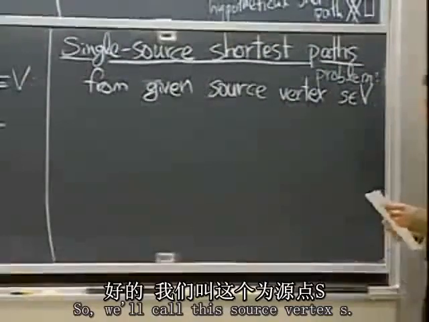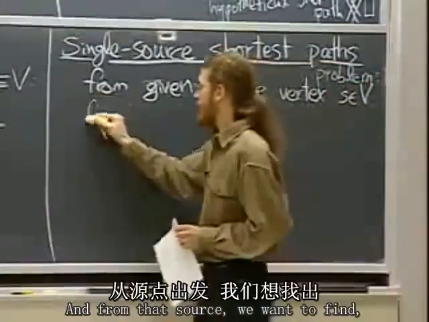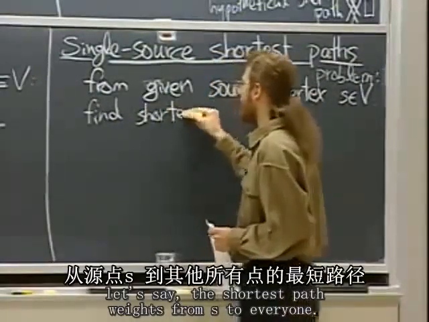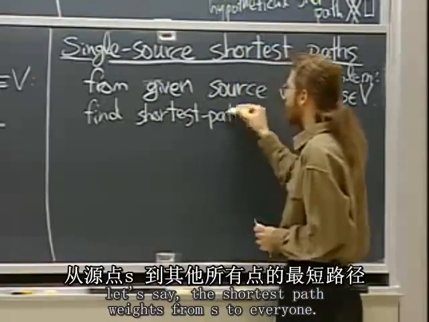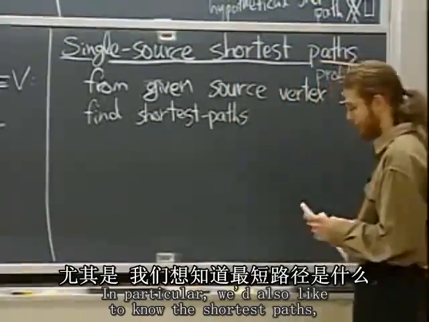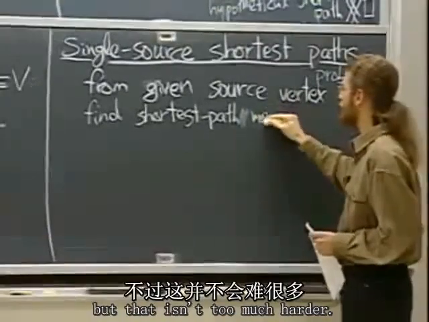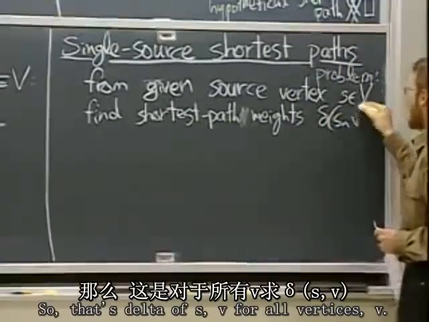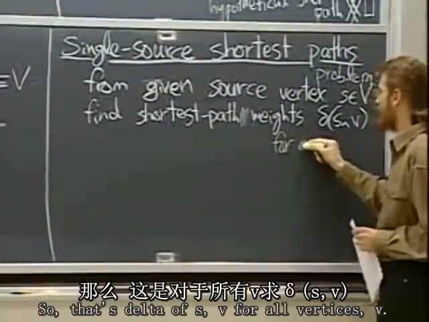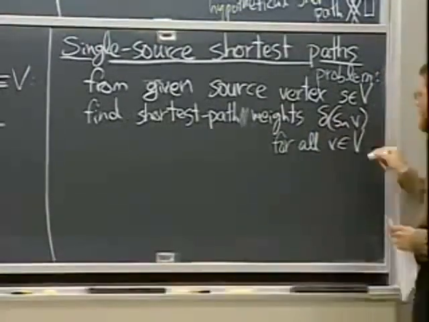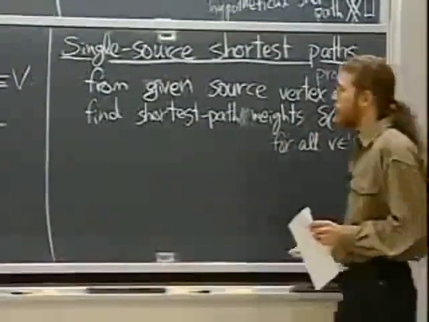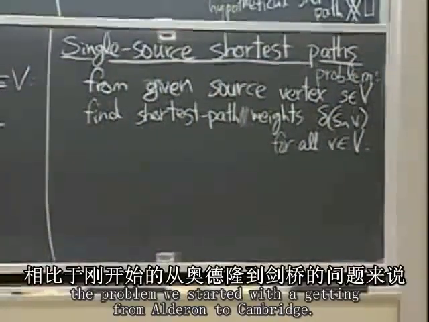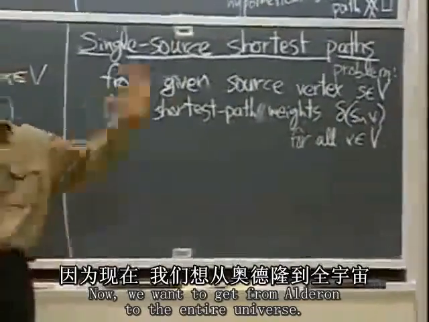So we'll call the source vertex S, and from that source we want to find, let's say, the shortest path weights from S to everyone. In particular, we'd also like to know the shortest paths, but that isn't too much harder. So that's delta of S comma V for all vertices V. This is actually a little bit harder than the problem we started with of getting from Alderaan to Cambridge. Now we want to get from Alderaan to the entire universe.